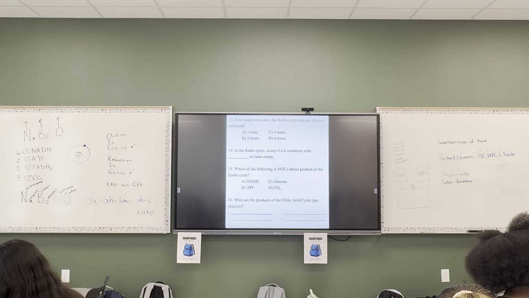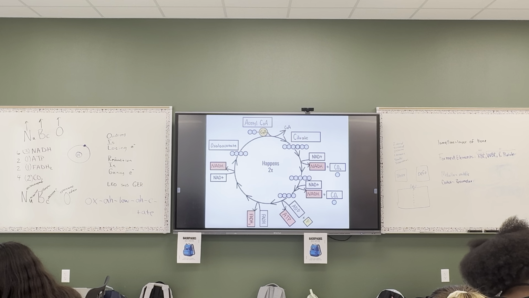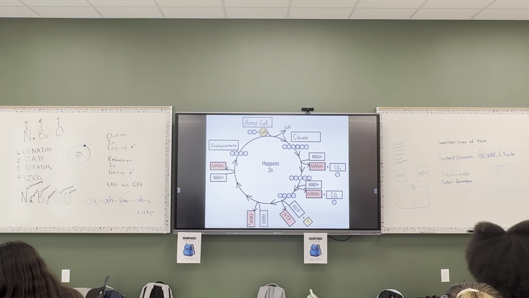How many NADHs do we make? 2. Do we? How many NADHs do we make? 3. 6 because this happens twice. There we go. How many CO2 do we make? 4. Because it happens twice. And then how many FADH2s do we make? 2. Because it happens twice.